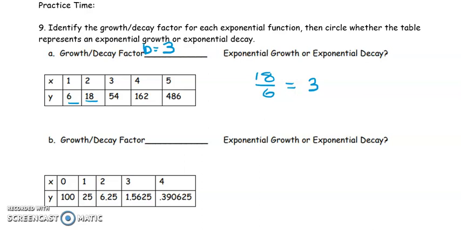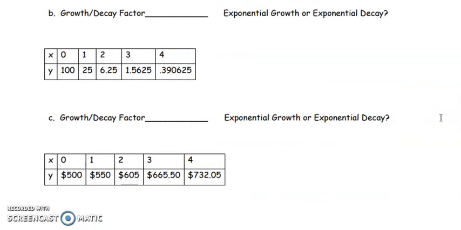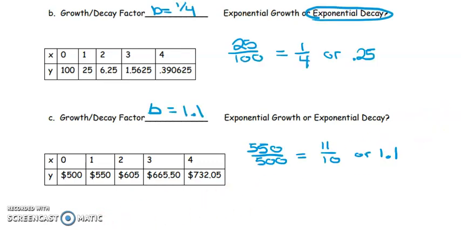So remember our rules said if B is greater than 1, it was going to be an exponential growth function. So here we know that we have a growth function for the table. So go ahead, take a second, pause the video and do B and C, and then come back and check your work. All right, so you should have that B has a B value of 1/4, and that's an exponential decay, and then C has a B value of 1.1, and it's an exponential growth.